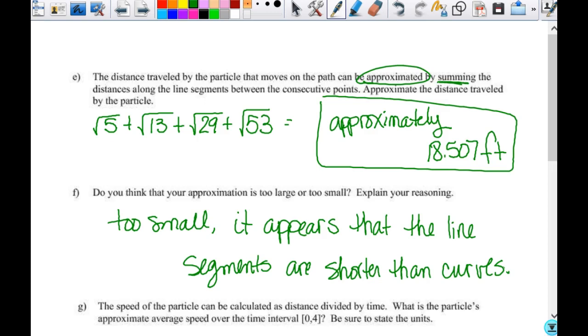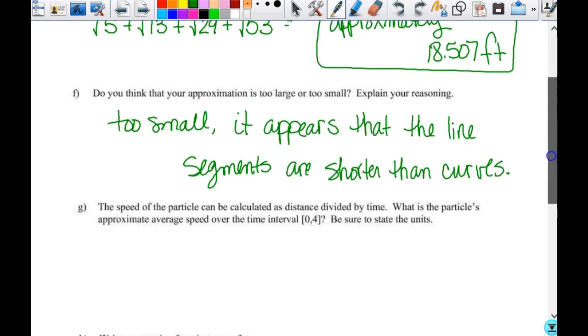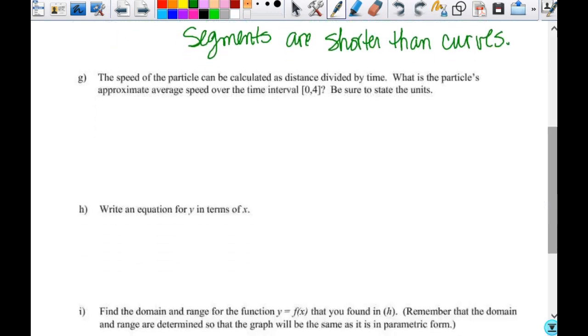All right, I'm going to do one more part of this with you, and then I'm going to turn you loose on it. So it says the speed of the particle can be calculated as distance divided by time. All right, so look, we're looking for speed, right? Now, on here, it tells us that our units are what and what? What did it tell us at the very beginning? Feet and seconds. And you should understand how speed works. There's a difference between the units for speed and acceleration and all things like that.